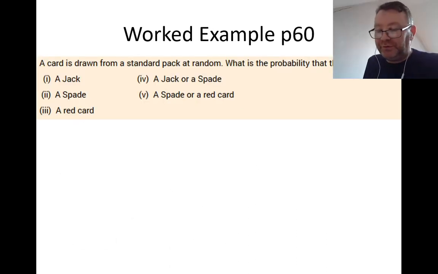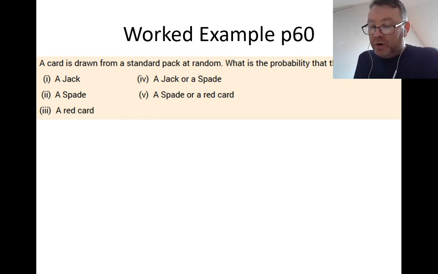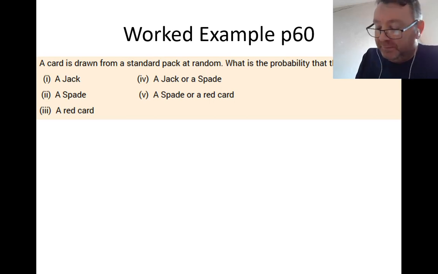So let's do a few worked examples. I think these illustrate the point an awful lot better. A card is drawn from a standard pack at random. What is the probability that the card drawn is a jack? Now I did ask you to become very familiar with cards and with dice, because they're what they're going to ask you about continuously. So first of all, what's the probability that the card drawn is a jack? So what is the probability of a jack?